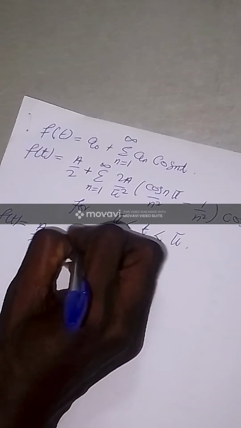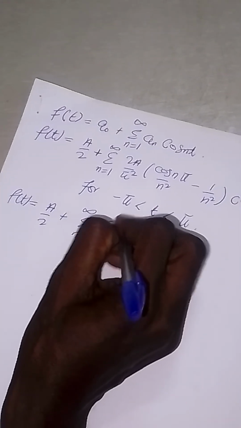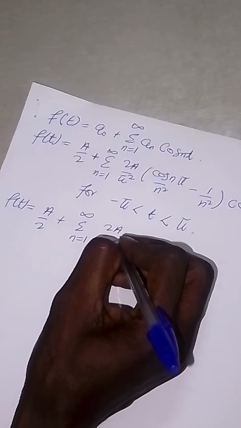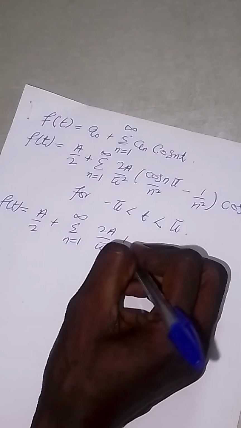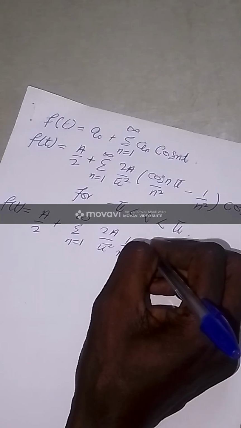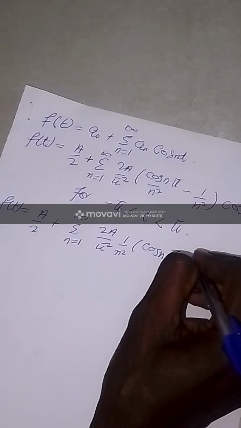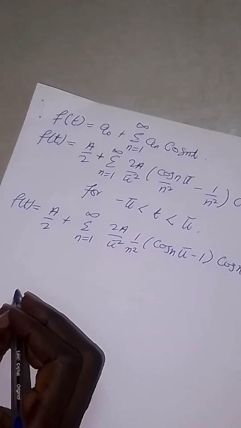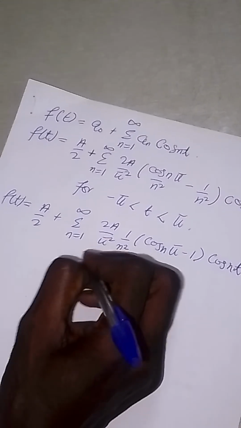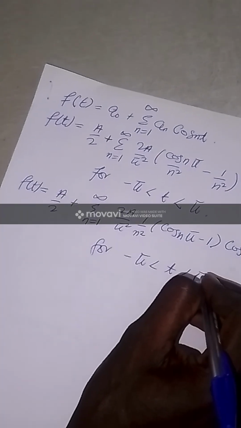I can bring this one here and say like this, and then say 2a over pi squared. I can bring 1 over n squared out. If I bring 1 over n squared out, I can say that cos n pi minus 1, all right, minus 1, cos nt. Okay, so it's for the same interval, minus pi less than t less than pi.